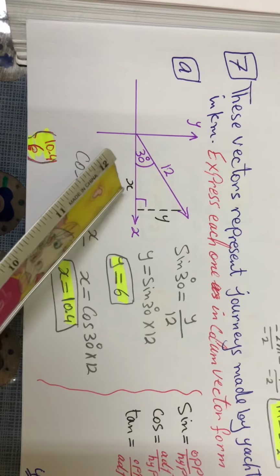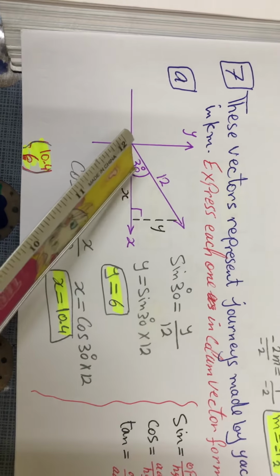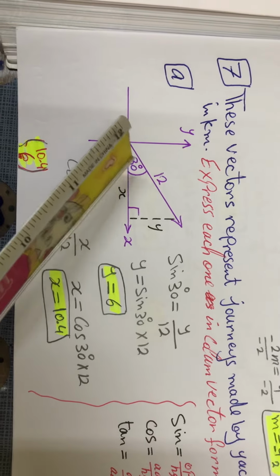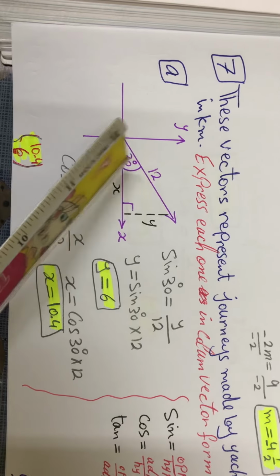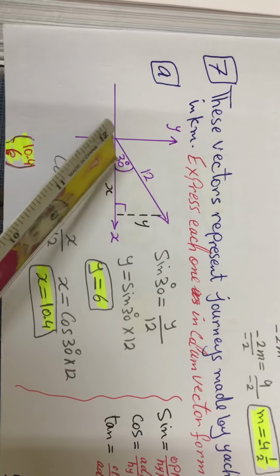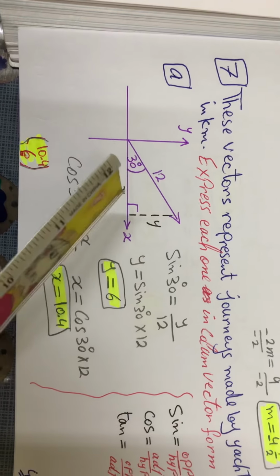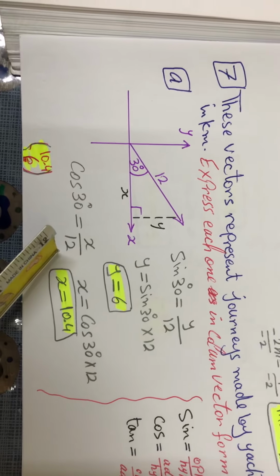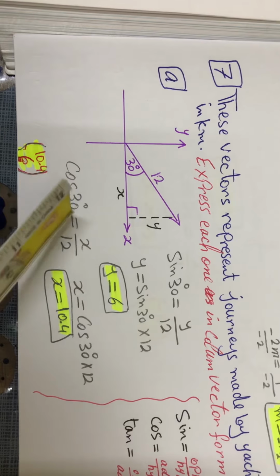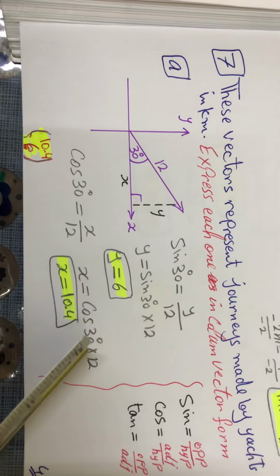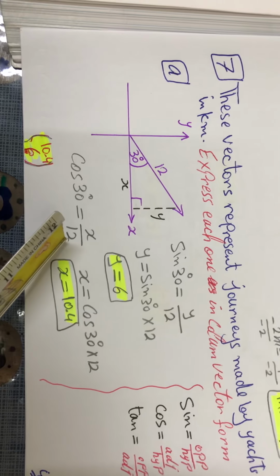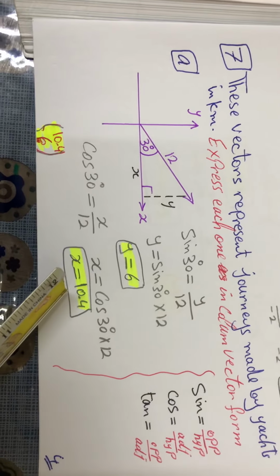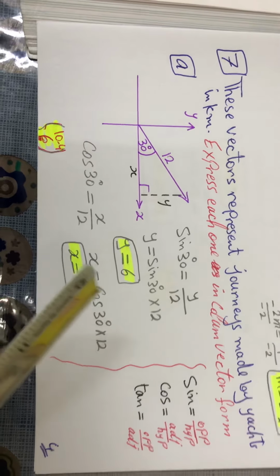Now I want to find x. x is adjacent to 30. What is the ratio I can use? Cosine, because cosine equals adjacent over hypotenuse. So cosine 30 equals x over 12. To get x, cross multiplication gives cosine 30 multiplied by 12. So x equals 10.4.